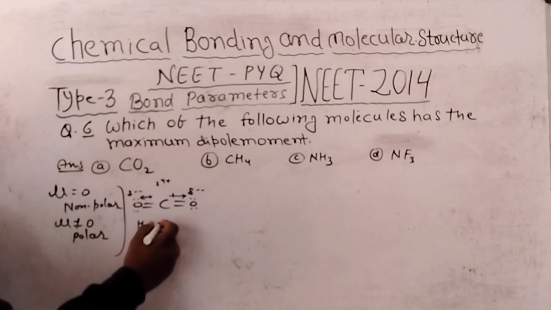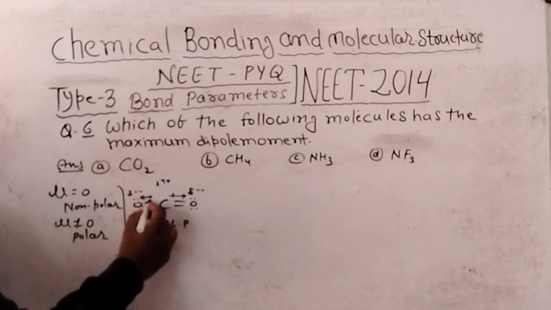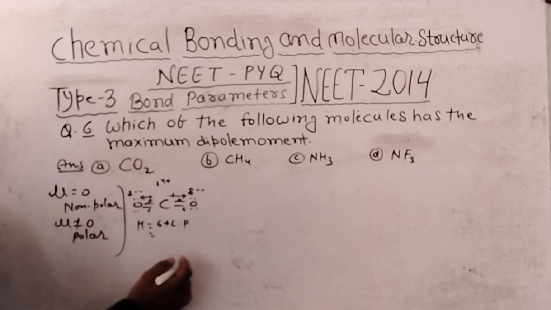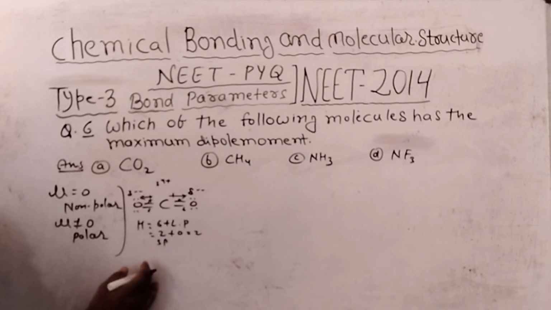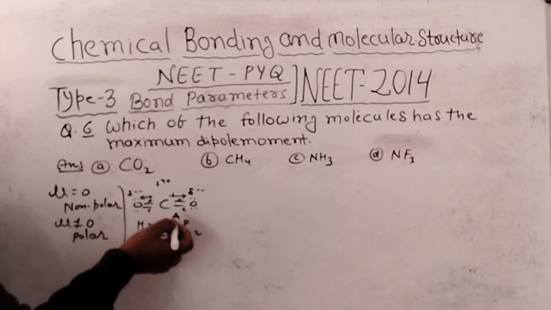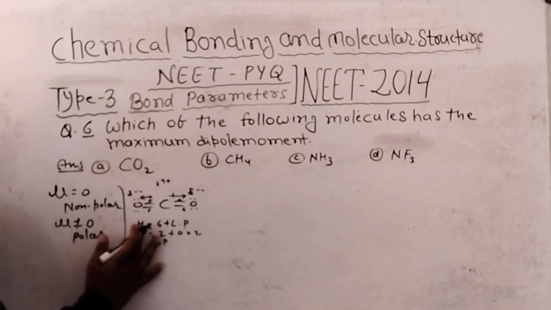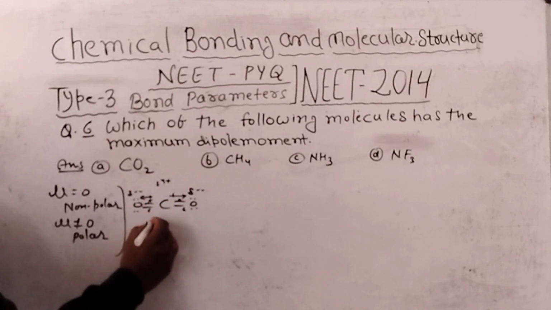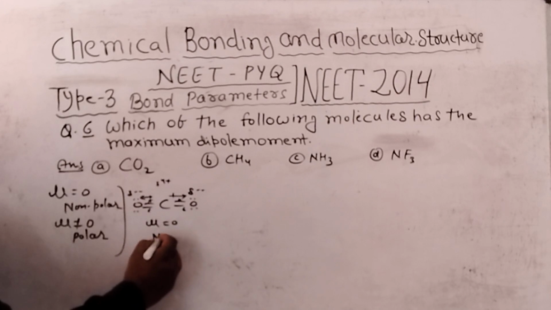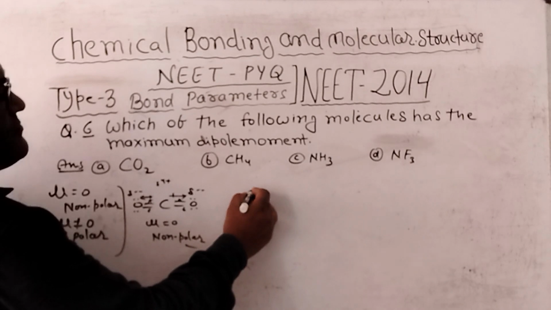Now H is equal to the number of hybrid orbitals, sigma plus LP. From this formula, the number of sigma bonds is 2 and lone pairs at the central atom is 0, so H is equal to 2, meaning sp hybridization. Due to sp hybridization and absence of lone pair electrons at the central atom, the structure is linear and the dipole is cancelled. Bond angle is 180 degrees. Now mu is equal to 0 and this is non-polar.